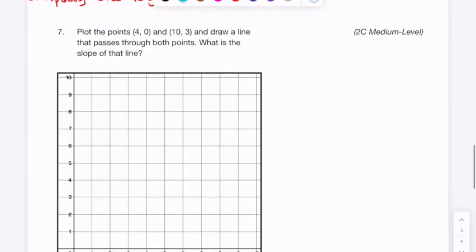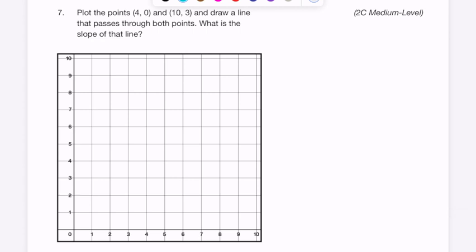Cool. All right, now we've moved on to competency 2C, which is slope. Plot the points (4, 0) and (10, 3), and draw a line that passes through both points. What's the slope of that line? Okay, so I have the point (4, 0) right here. (10, 3) is right here. Going to draw a line, not a line segment, so I'm going to have arrows on both sides that passes through both points.